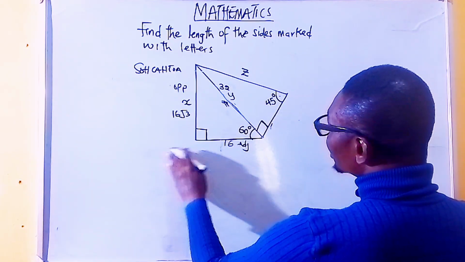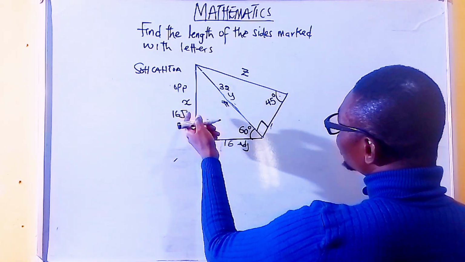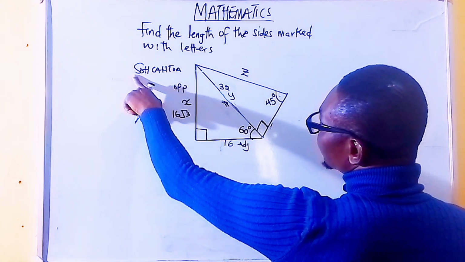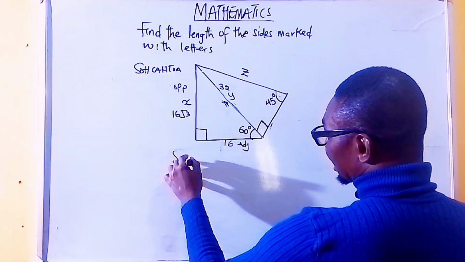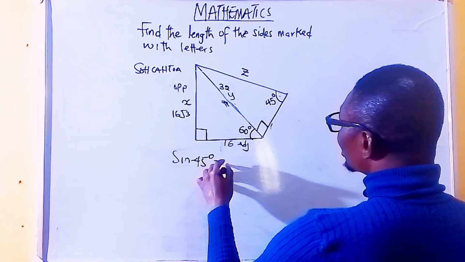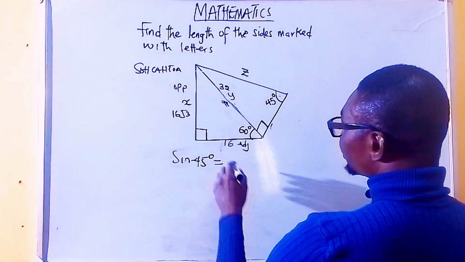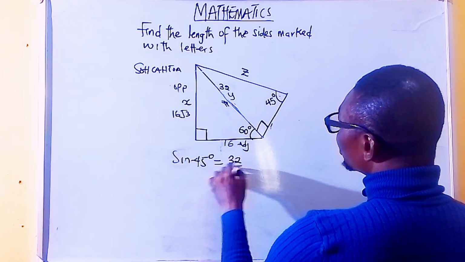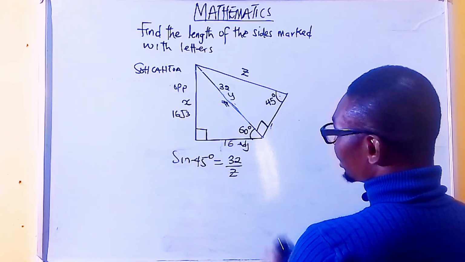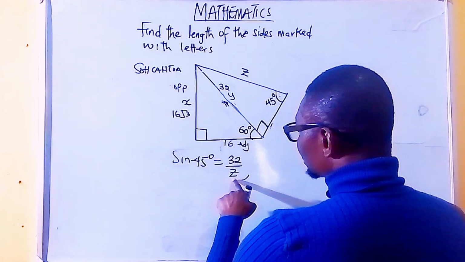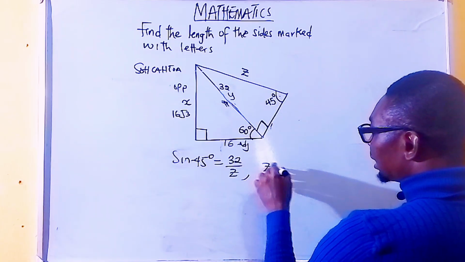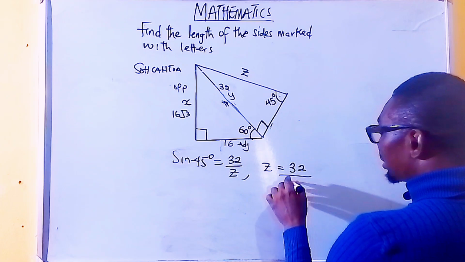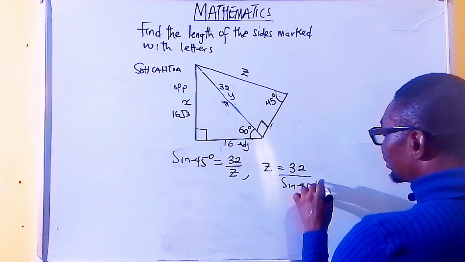So here, what are we now going to use? This is opposite over hypotenuse, and opposite over hypotenuse is sine. So we now have sine 45 degrees equal to 32 over z. Therefore, to get our z, we have z is equal to 32 divided by sine 45 degrees.